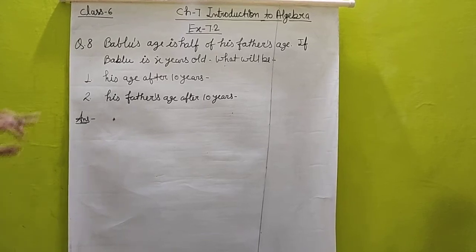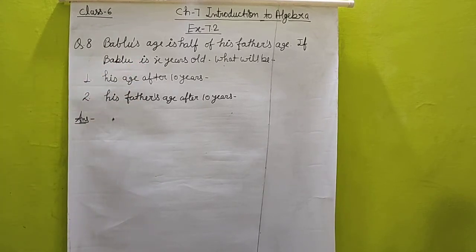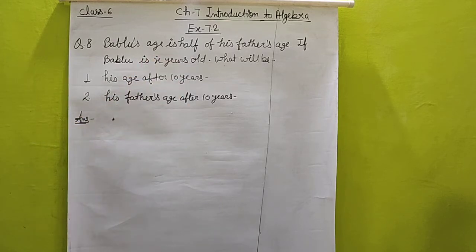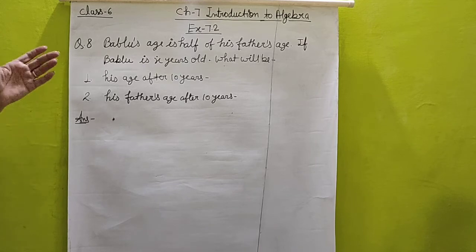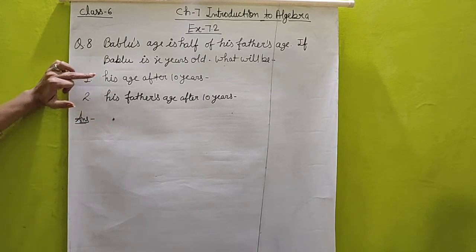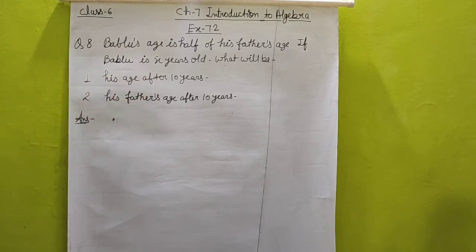Students, here Bablu's age is given as X years, and what else is given? Bablu is half of his father's age. It means suppose his father is 30 years old, then Bablu will be 15 years. Okay. And we have to find out Bablu's age and his father's age after 10 years. So students, first of all we will write the given part.